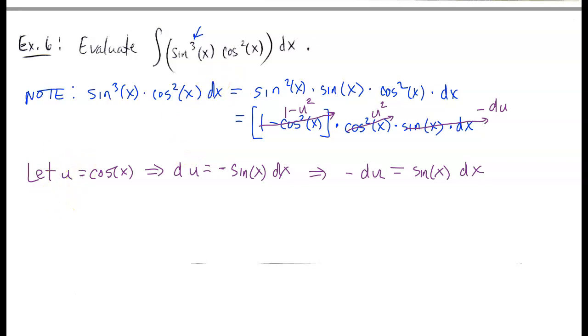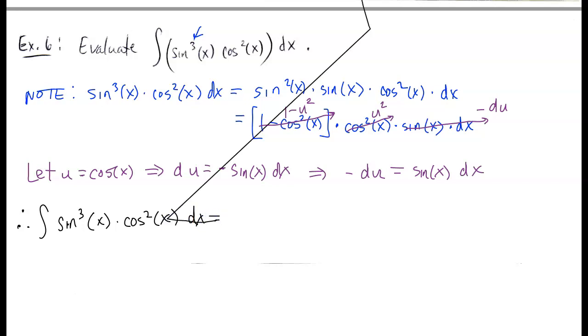So now that we have all that, we can now say that the integral of sine cubed of x times cosine squared of x dx, yep, sorry about that, pen got kind of out of control there.